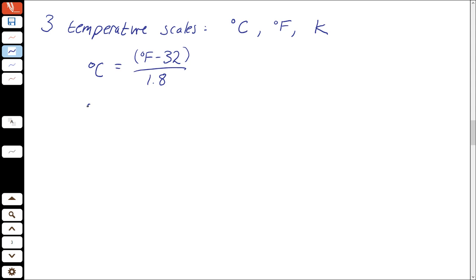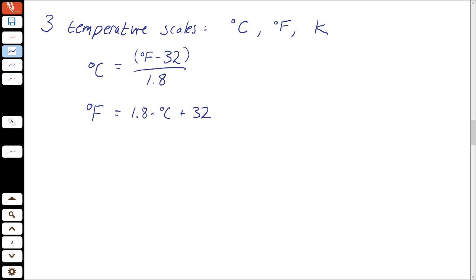The easiest thing, I think, is to just remember one of these equations because you can always get the other just from algebraic rearrangement. So if we multiply both sides by 1.8 and then add 32, we get the complementary equation, which is that the degrees Fahrenheit is 1.8 times the degrees Celsius, and then add 32. And in this case, we would follow the order of operations. We would just multiply first.